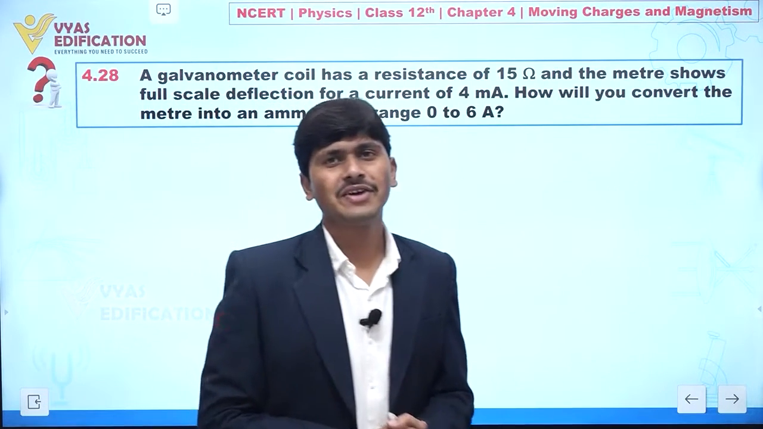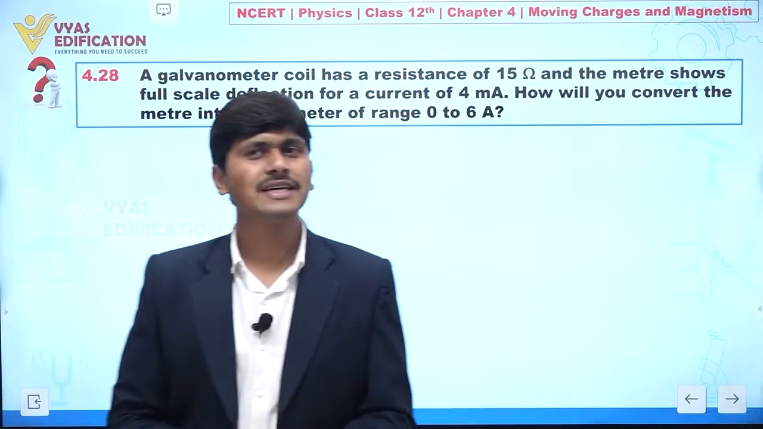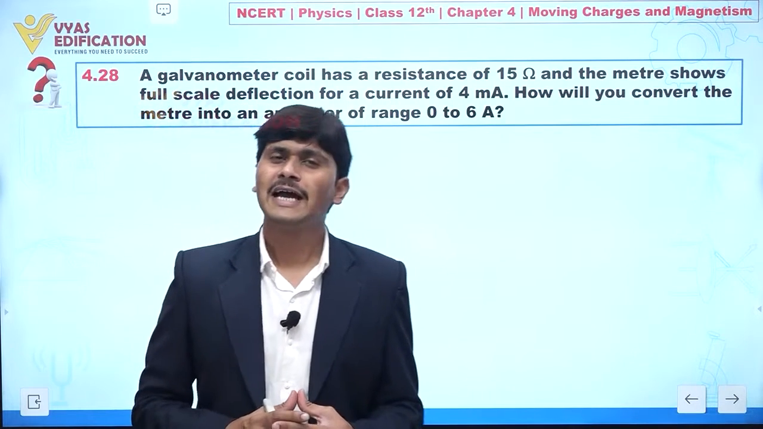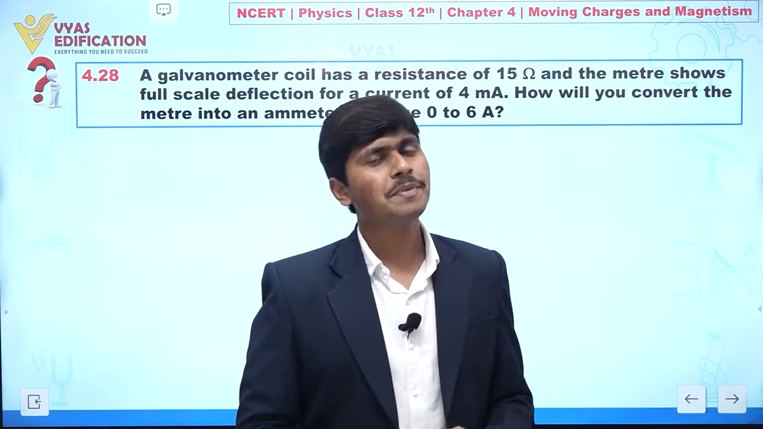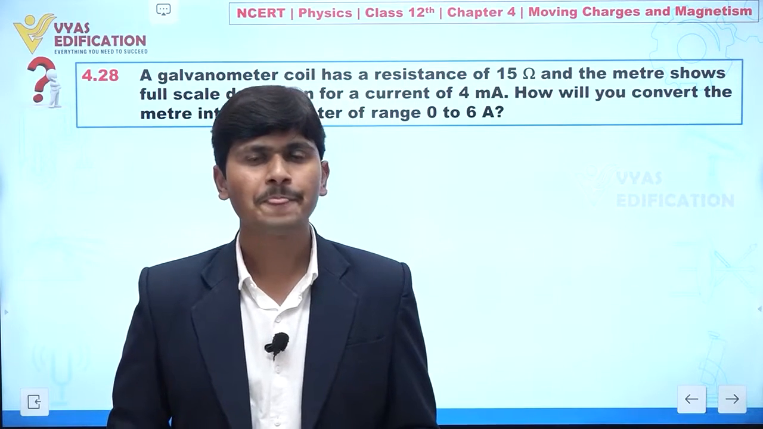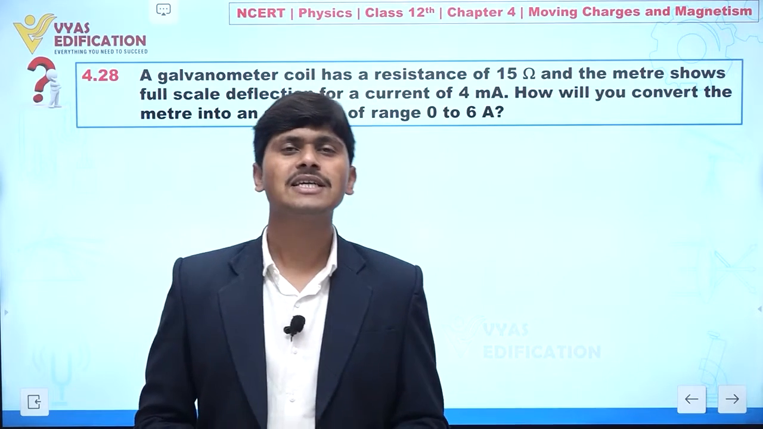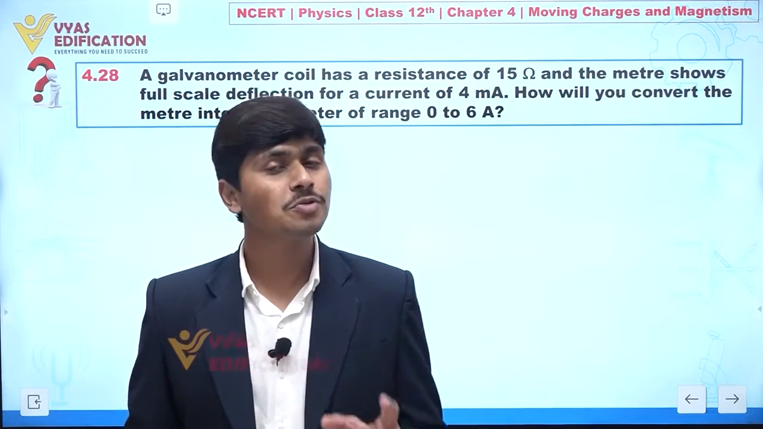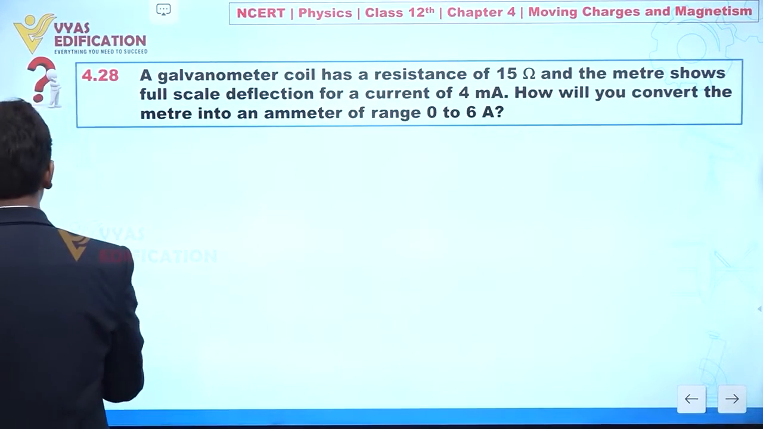Now dear students, we are going to discuss question number 4.28. This is a question related to a galvanometer and its conversion into an ammeter. Always keep in mind, whenever you want to convert a galvanometer into an ammeter, you will attach a shunt resistance, meaning a resistance in parallel to the galvanometer. The value of the shunt resistance should be very small. So now let us try to solve this numerical.